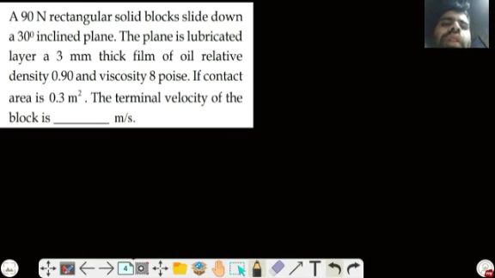Okay, let's move to the next question. A 90 Newton rectangular solid block slides down a 30-degree inclined plane. The plane is lubricated by a 3 mm thick film of relative density 0.90 and viscosity of 8 poise. If contact area is 0.3 meters square, find the terminal velocity of the block.